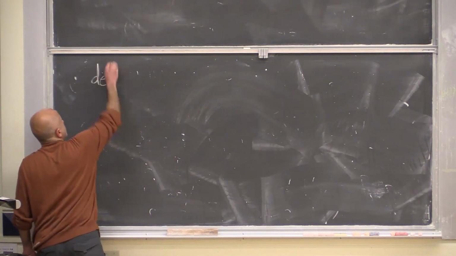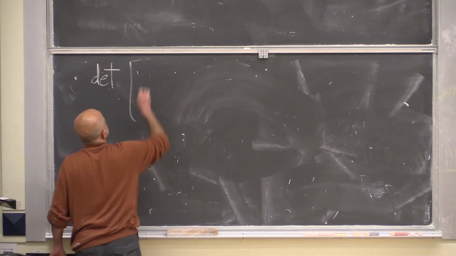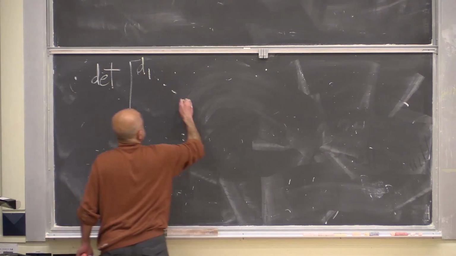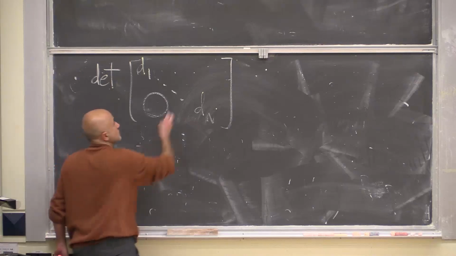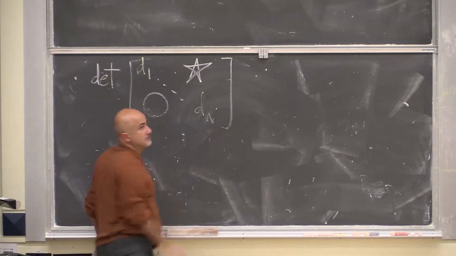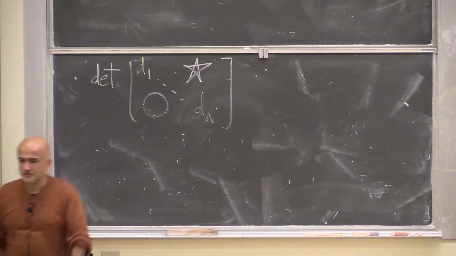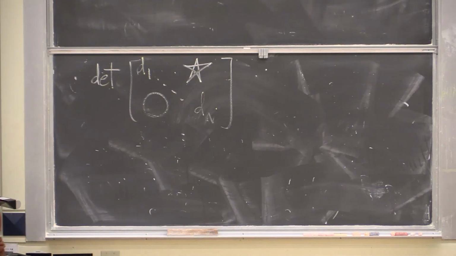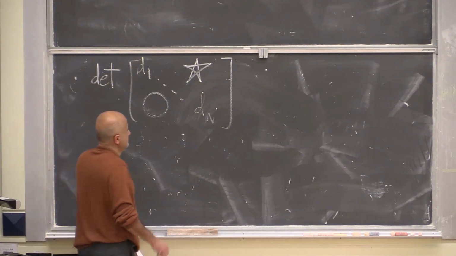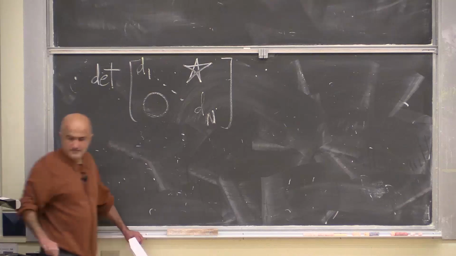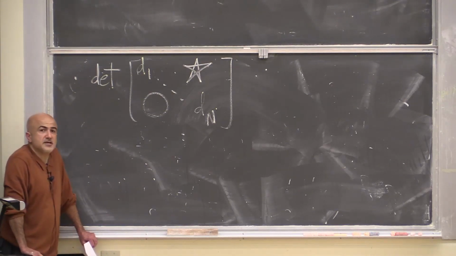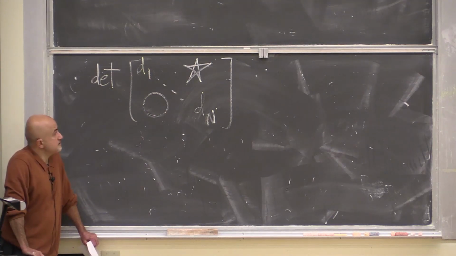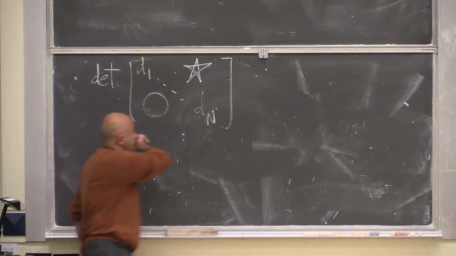So what if I'm looking at the determinant of a matrix that has diagonal entries D1 through Dn? This side is all zeros, and this side is I don't know and I don't care. What do you think will happen in this case based on the properties that we've gone over? Any guesses?